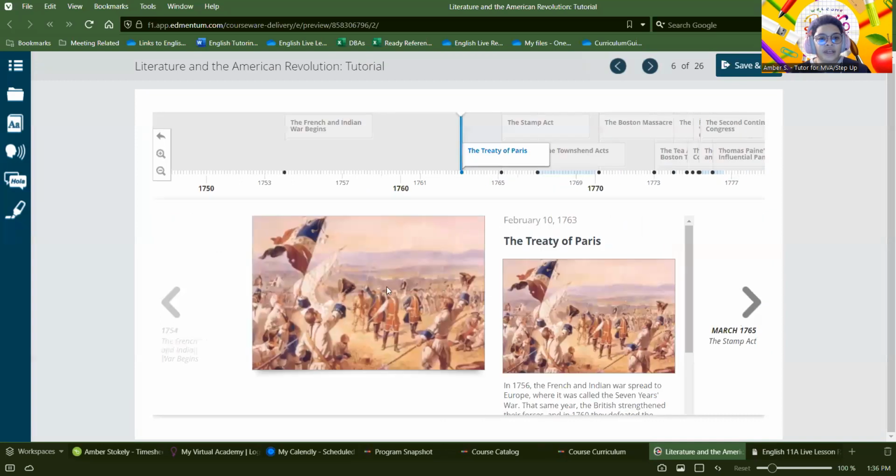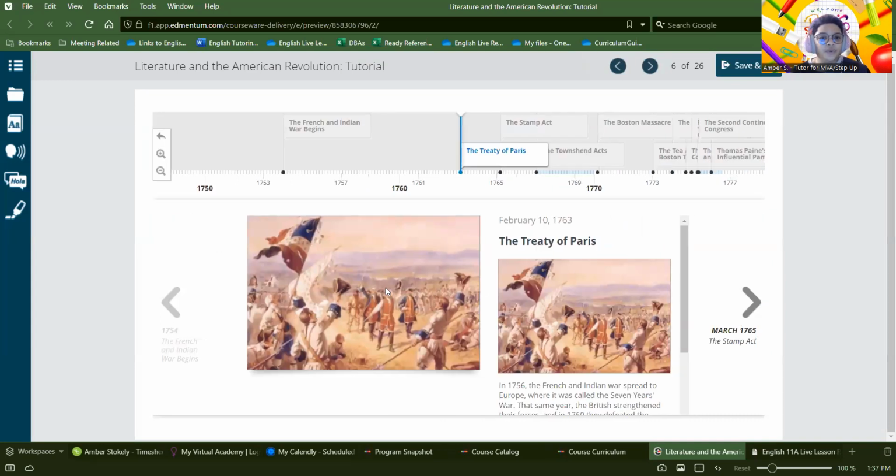So the next thing is really the end of the war. That's the next significant event. So February 10th, 1763 is the Treaty of Paris. Now you might be wondering, what does Paris have to do with this? Yes, Paris is the capital of France. And the important thing here, one, usually treaties are named after either the countries that are involved or the place where they're signed.